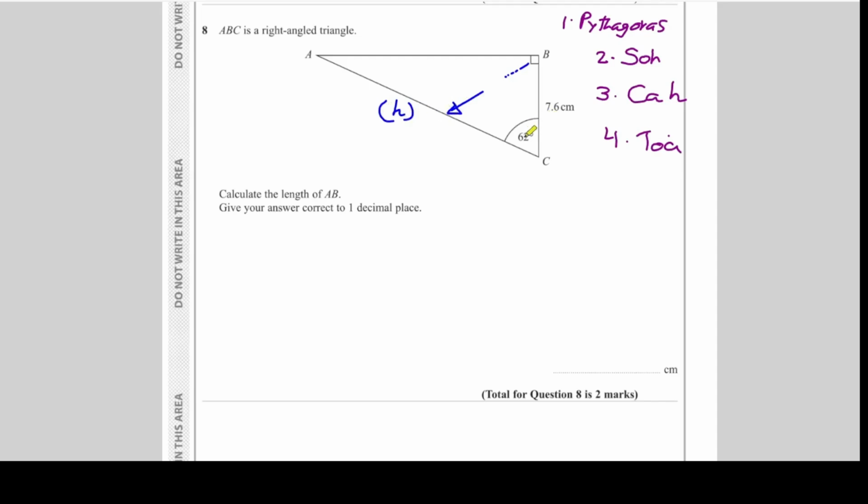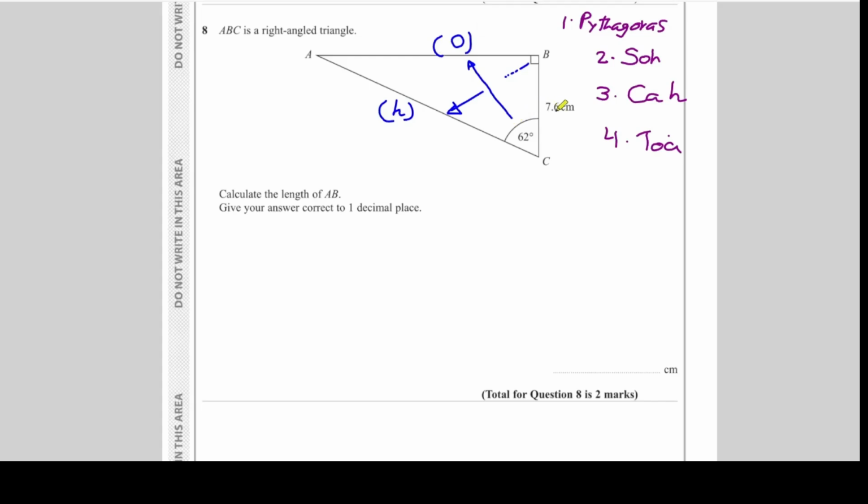Now let's label the other 2 sides. Next one is opposite. The opposite is the side which is opposite to the given angle, not the 90. We are done with the 90 and do not look at it again. Come to the given angle. So this is the given angle. Go to the side opposite to it. So this is the side opposite to this angle, and we label this side as opposite.